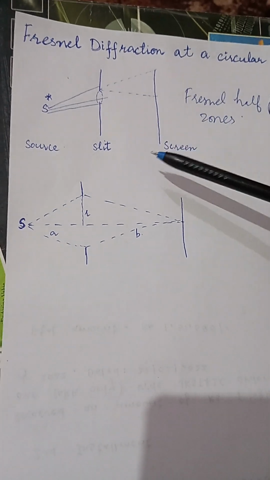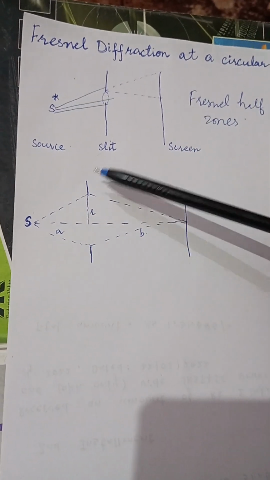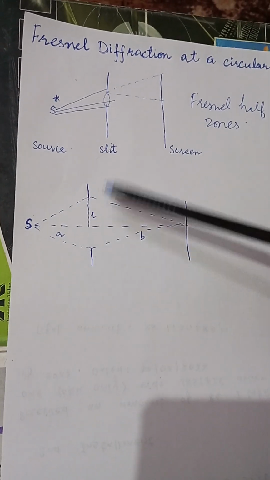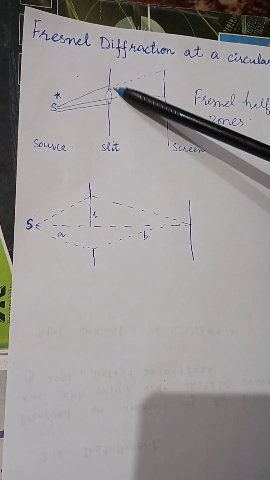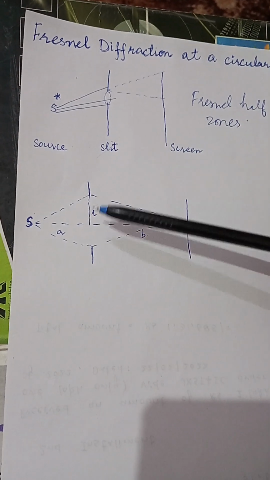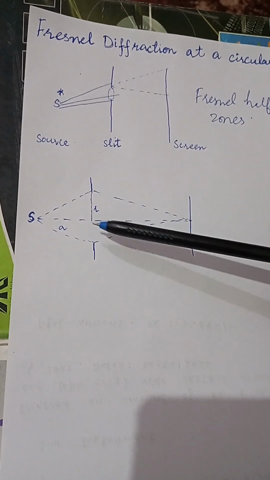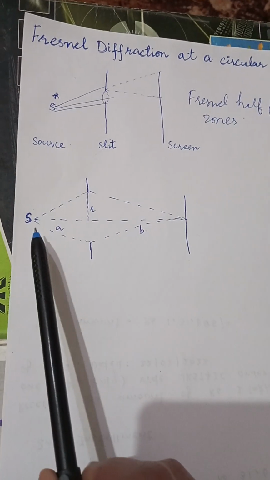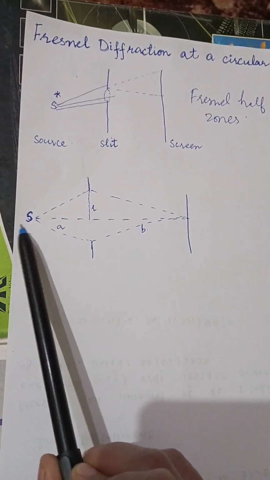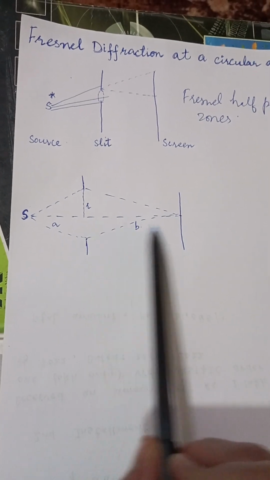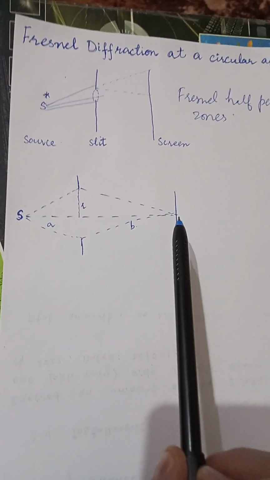A simpler way of presenting this diagram would be that this is the slit. Because it is a circular aperture, we say it has a diameter, say d, and a radius, say r. Half the diameter, that is the radius, is this much, and this source is placed at a distance a from the slit and the slit is placed at a distance b from the screen.